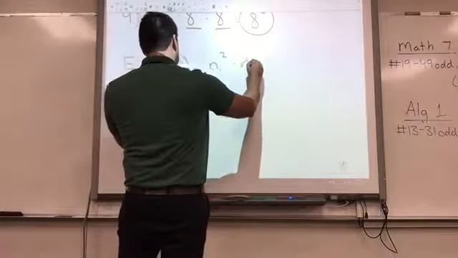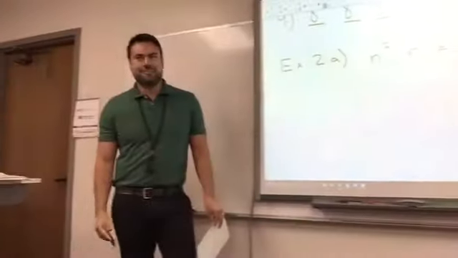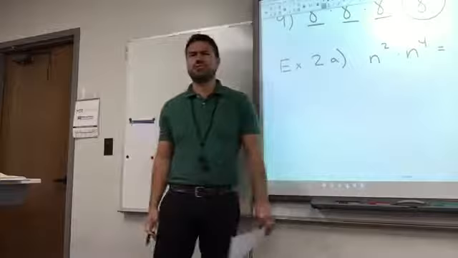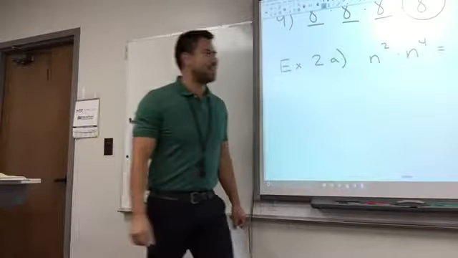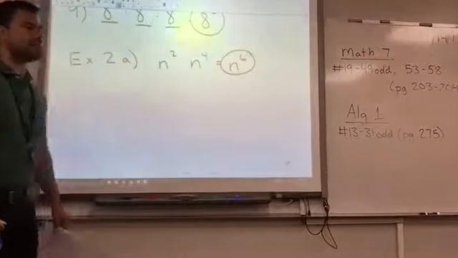Variables. n to the second times n to the fourth equals... I don't know, this is variable territory. This is not numbers. Jack? It's n to the 6. Oh, okay. Yeah, because n stands for a number.